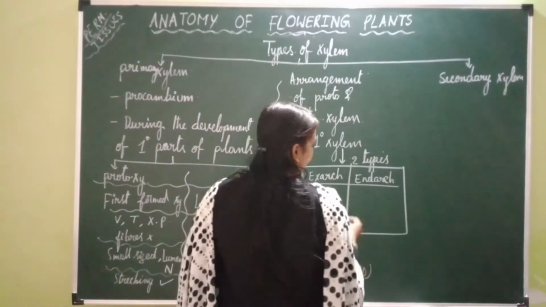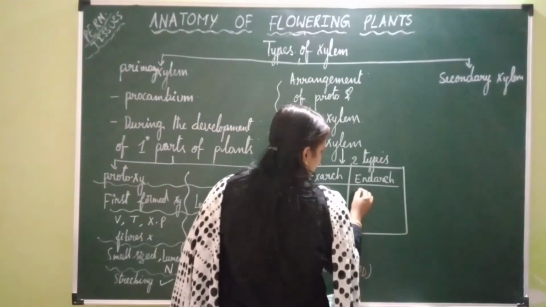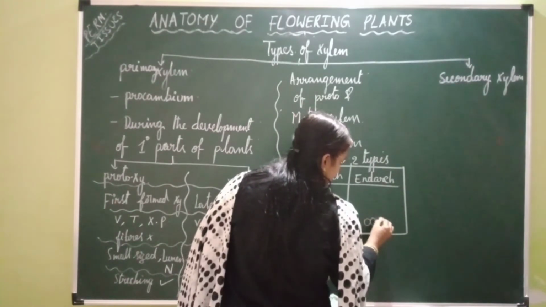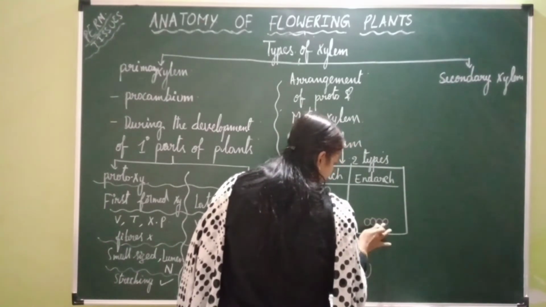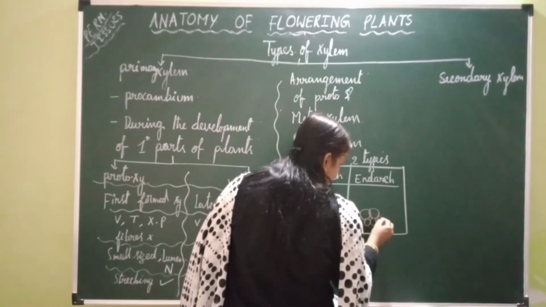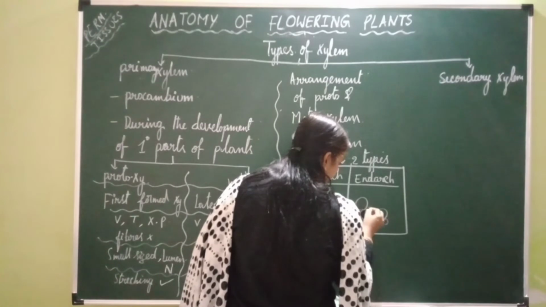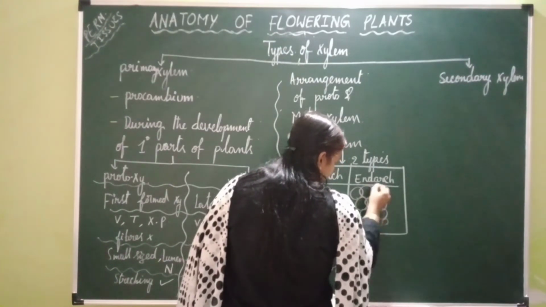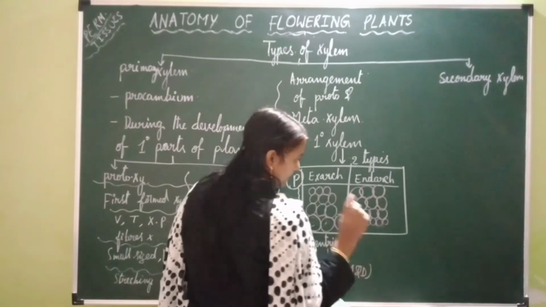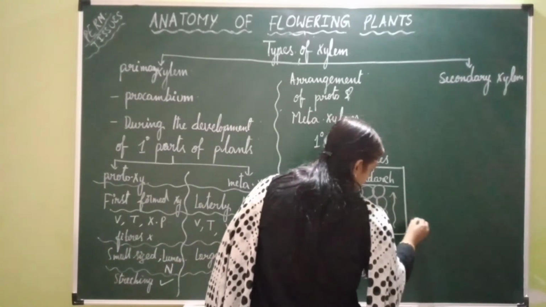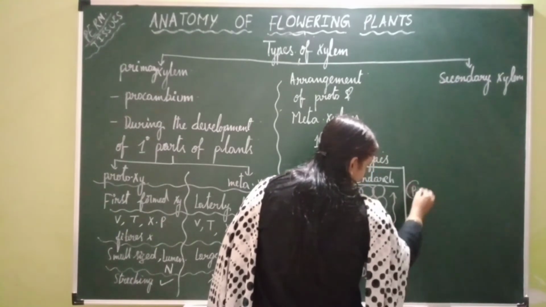Next, coming to endarch type of xylem. In case of endarch type of xylem, the protoxylem of the primary xylem is towards center and metaxylem is towards periphery. Like this, metaxylem is towards periphery. That means development of xylem is taking place from center towards periphery. So center towards periphery.